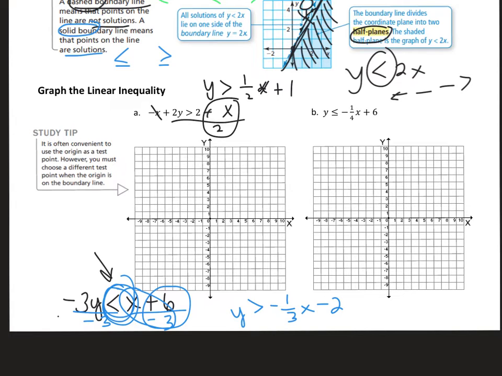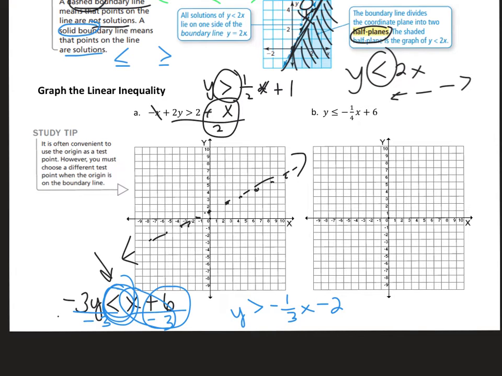So I go ahead and graph the line like normal. I put a y-intercept at 1, and I go up 1, right 2, up 1, right 2, up 1, right 2. Now, two things I have to consider. One is whether or not this is a dashed line, and two is where I shade. This is going to be dashed because it's greater than. It's not equal to. So I make a dashed line.